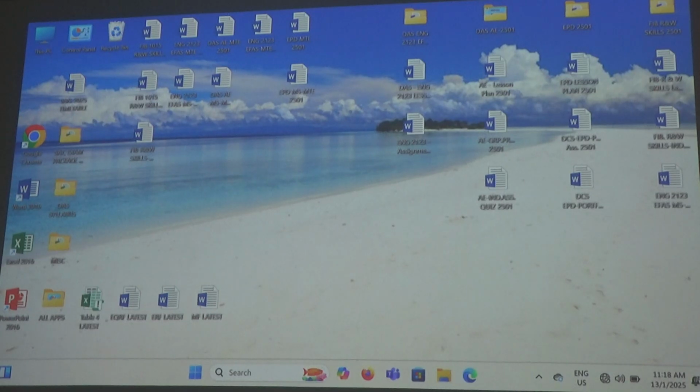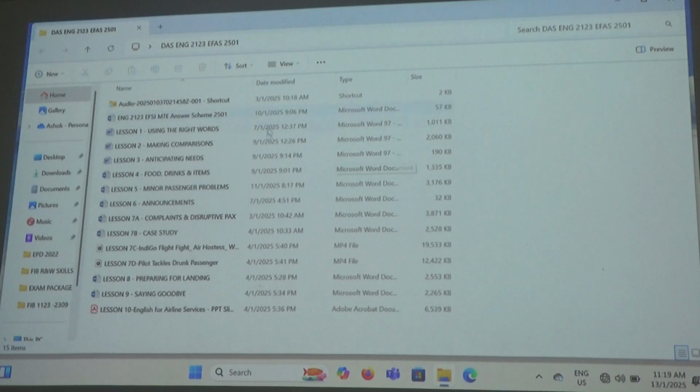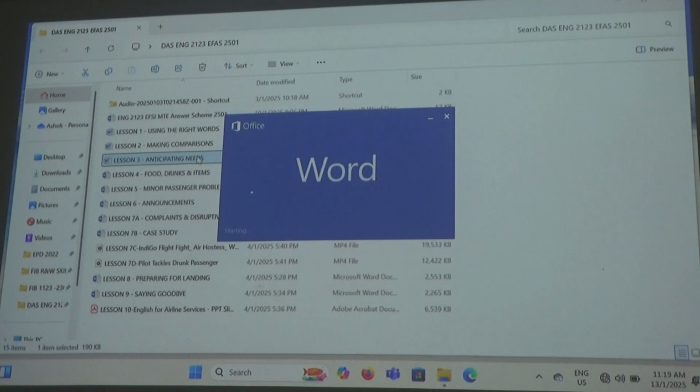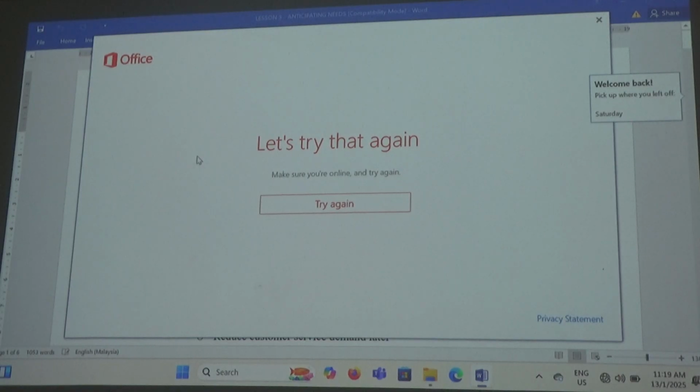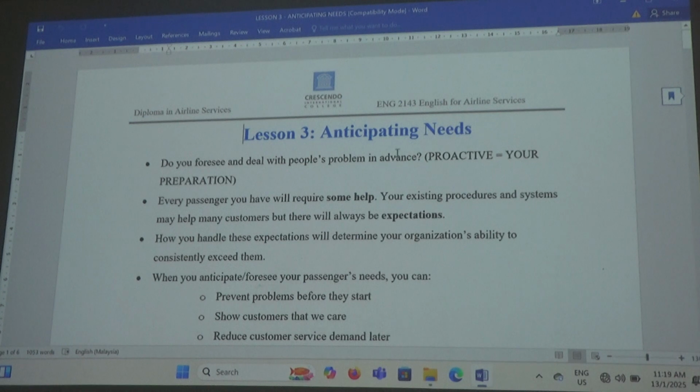Okay, this chapter is going to be a lot of marks in your midterm exam. So all of you must understand anticipating needs. What do you expect from your passengers? What is your duty? How do you speak to people? How do you handle your passengers? This is easily, if I'm not mistaken, anticipating needs.